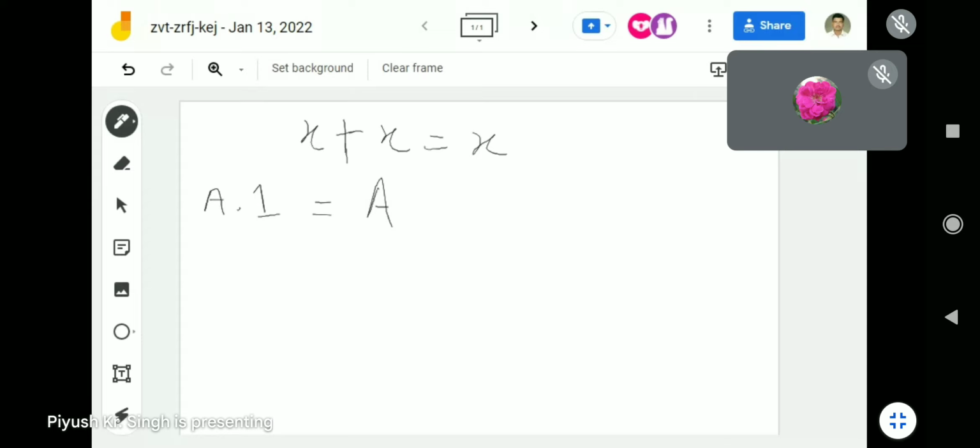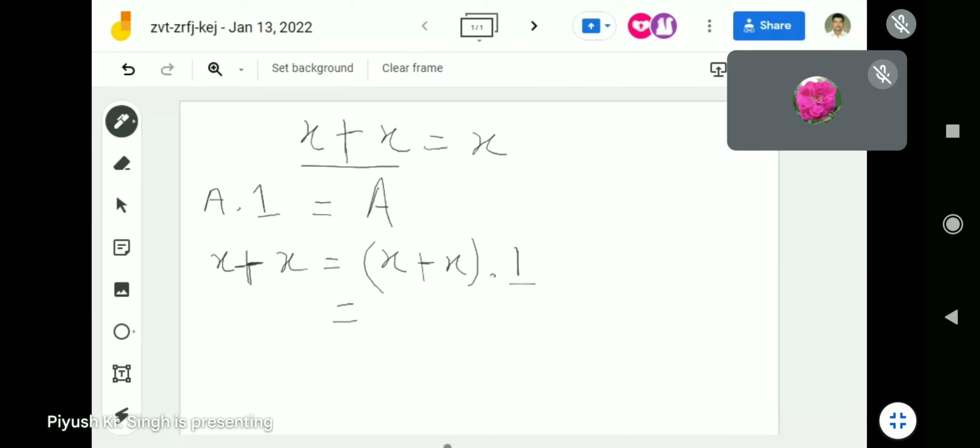So if you are taking x dot 1, you can write x plus x as x plus x into 1, by using that particular postulate, that is, x dot 1 is equal to x, and that's why we can write it as such.